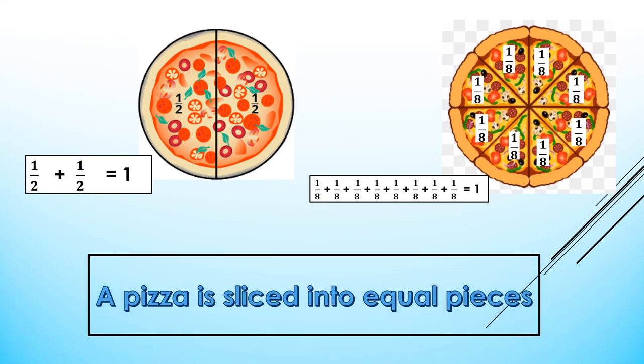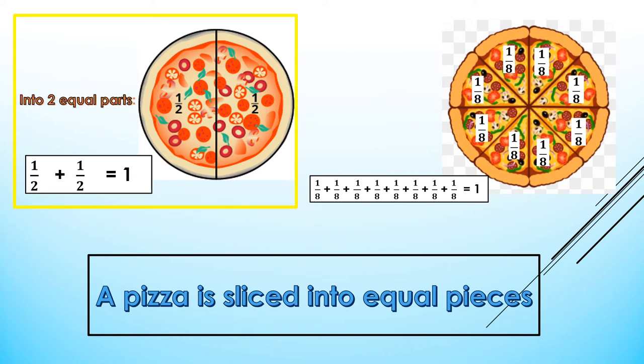Let's look at this example. A pizza is sliced into equal pieces. Let's look at the first pizza. The first pizza is sliced into two equal parts. One part is called 1/2 or 1 over 2. Both pieces, half plus half, will equal one whole pizza.